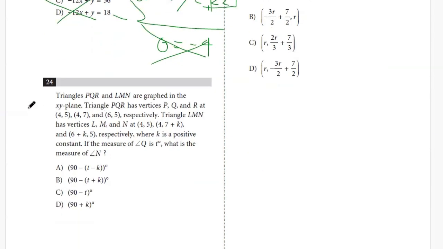Okay, 24. Triangles PQR and LMN are graphed in the xy-plane. Triangle PQR has vertices P, Q, R at 4, 5, 4, 7, and 6, 5, respectively. The triangle LMN has vertices L, M, and N at 4, 5, 4, 7 plus K, and 6 plus K, 5, respectively, where K is a positive constant. If the measure of angle Q is t degrees, what is the measure of angle N?